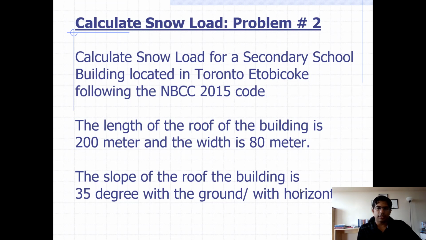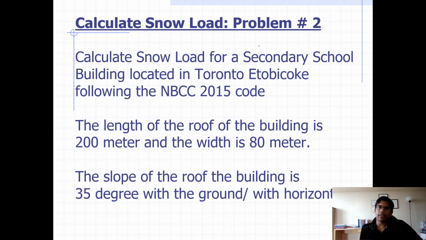So in this problem, what is given? We need to calculate the snow load for a secondary school building located in Toronto, Etobicoke using the NBCC 2015 code. The length of the roof of the building is given as 200 meters and the width is 80 meters. The slope of the roof is 35 degrees from the horizontal.